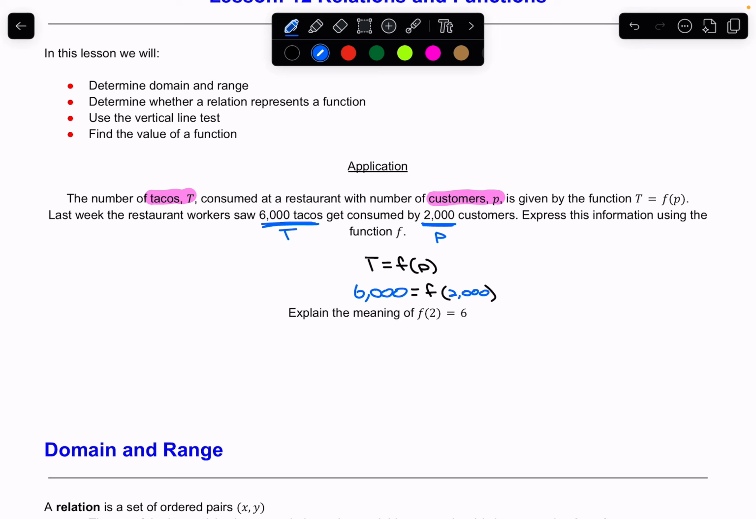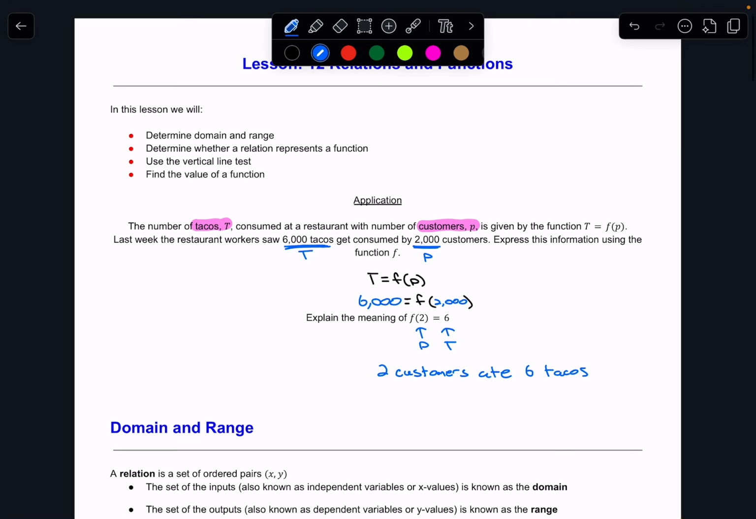In the next line, we have: explain the meaning of f of 2 equals 6. f of 2 is supposed to look like f of p, meaning the 2 is the letter p. And we always set f of p equal to t, meaning the 6 is the t. So p represents customers, so 2 customers, and then the 6 represents tacos, so 6 tacos. Okay, so f of 2 equals 6: 2 customers, 6 tacos.